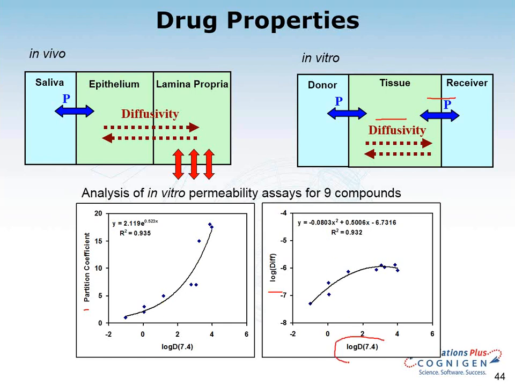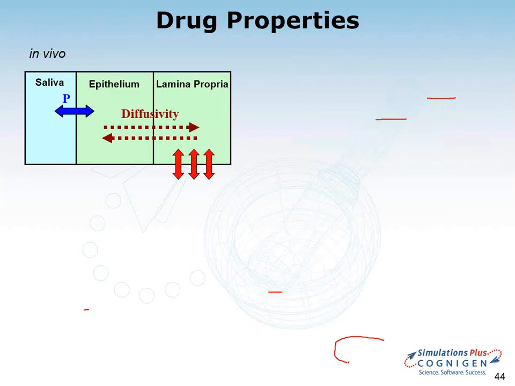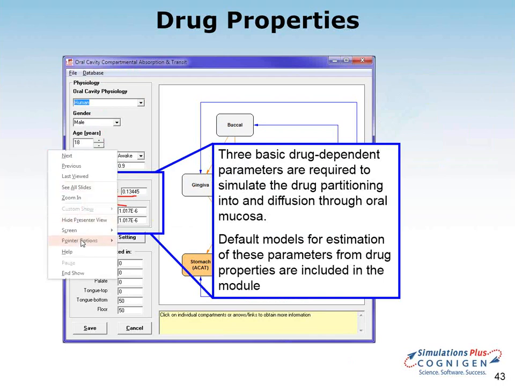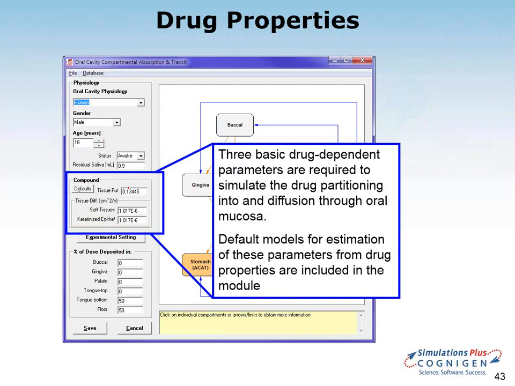And these relationships are built in as the default models for predicting these parameters based on the properties of the compound. So when you first select to set up the model for the oral cavity, those relationships are automatically utilized to predict your fraction unbound in tissue and the diffusivity through the soft tissue.